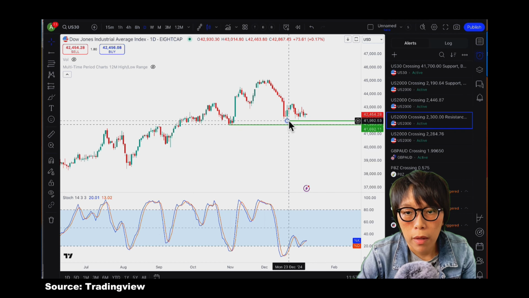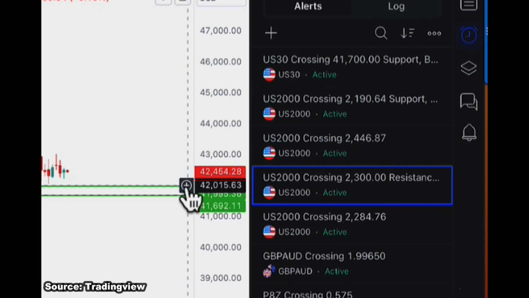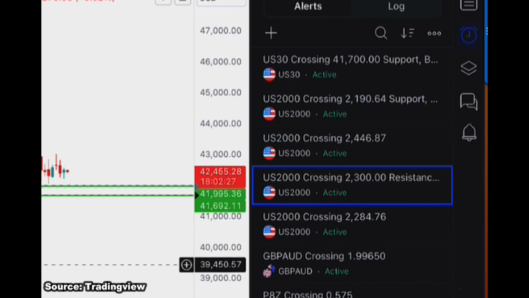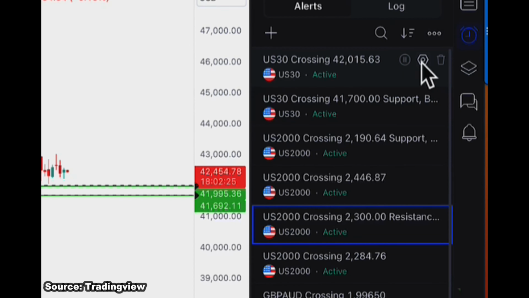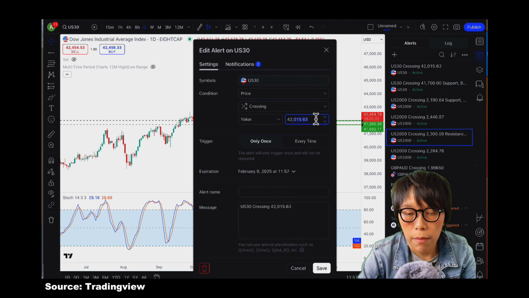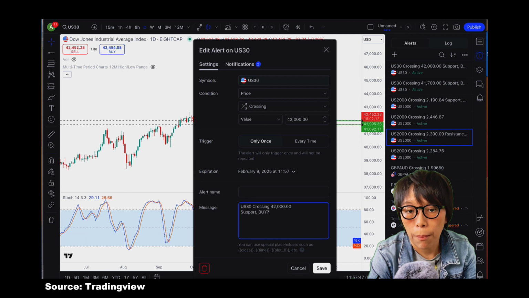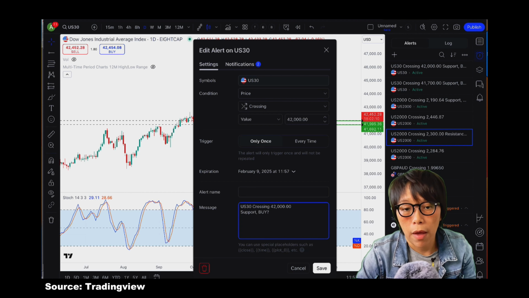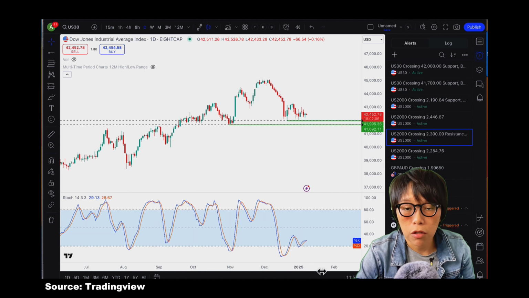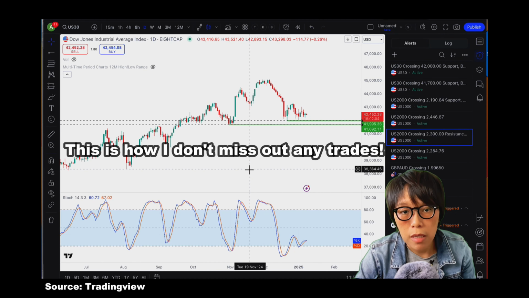And then this one here would be one more level, and then I'm just going to do a plus sign here, all right? And then add an alert, right? So I have the alerts here and set it up as a round number, 42,000. Okay, and that would be a support level as well. I might be looking to buy, and if it doesn't hold, then that would be for me to look for a sell if it moves below. Okay, so this is how I don't miss out on any trades.